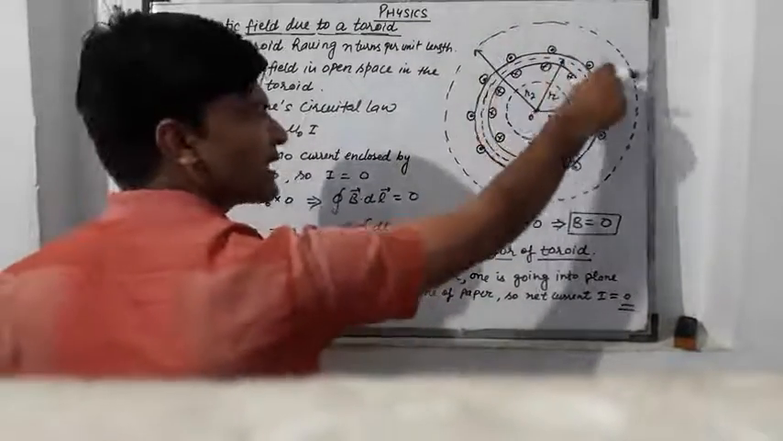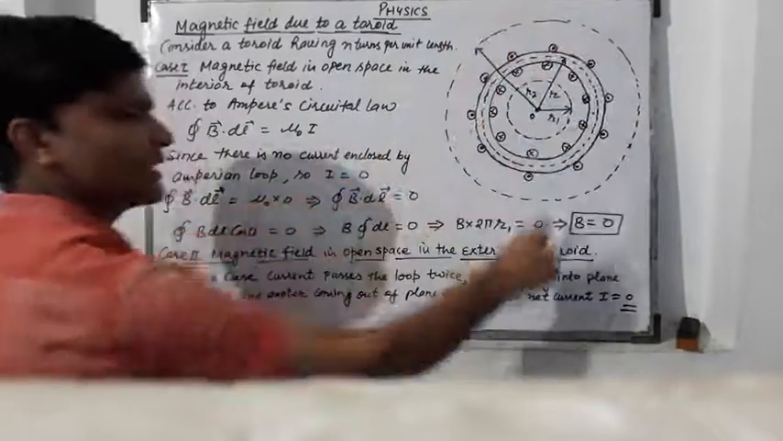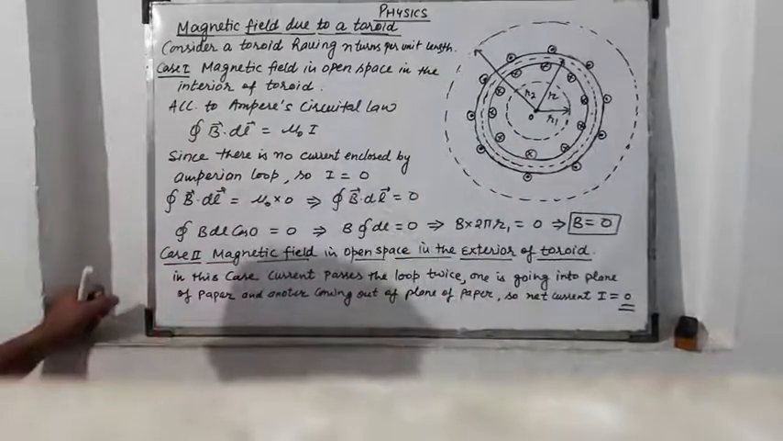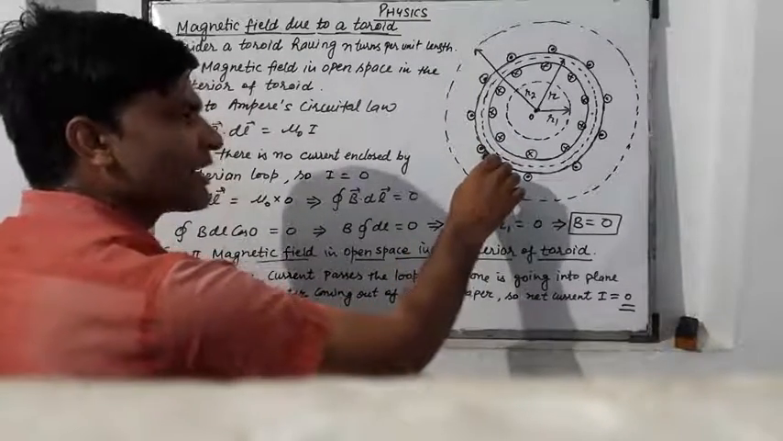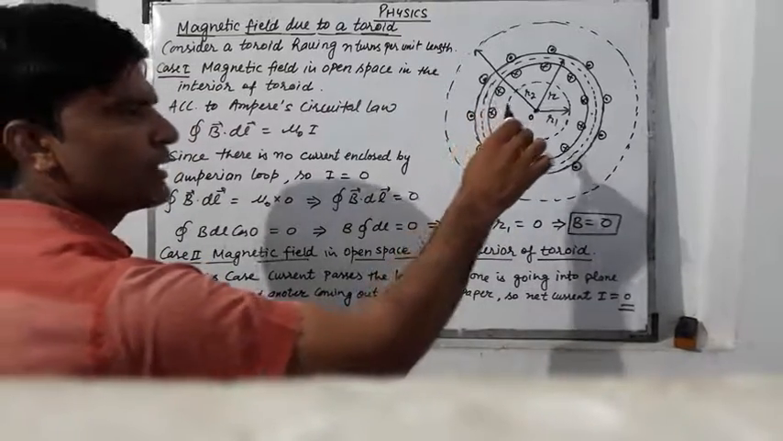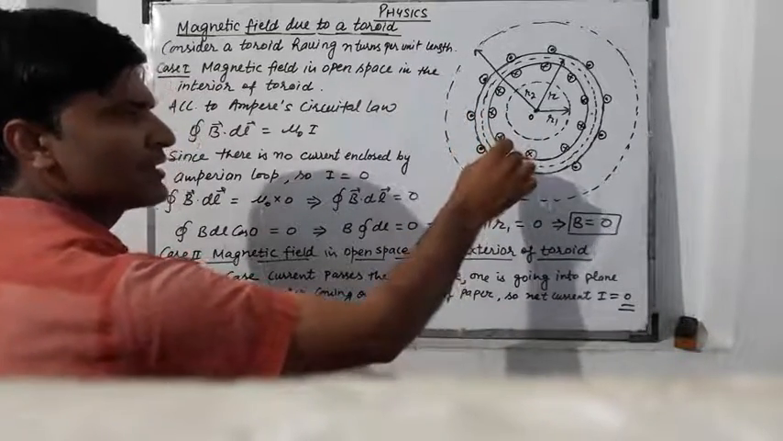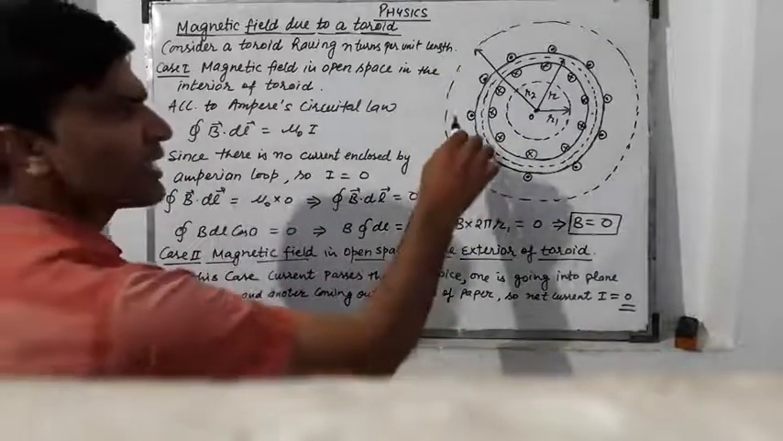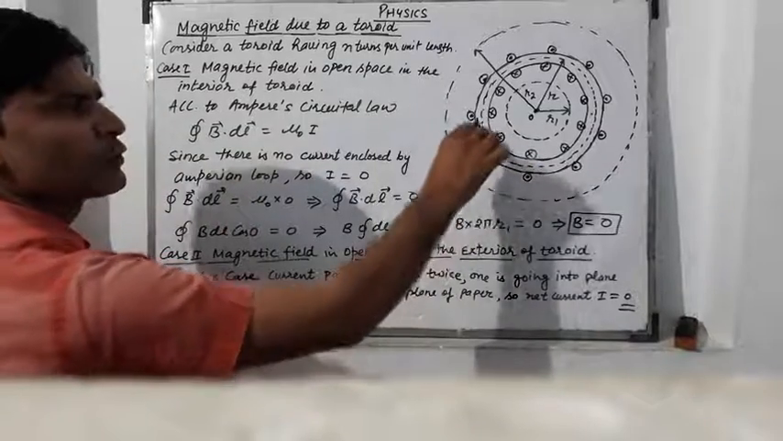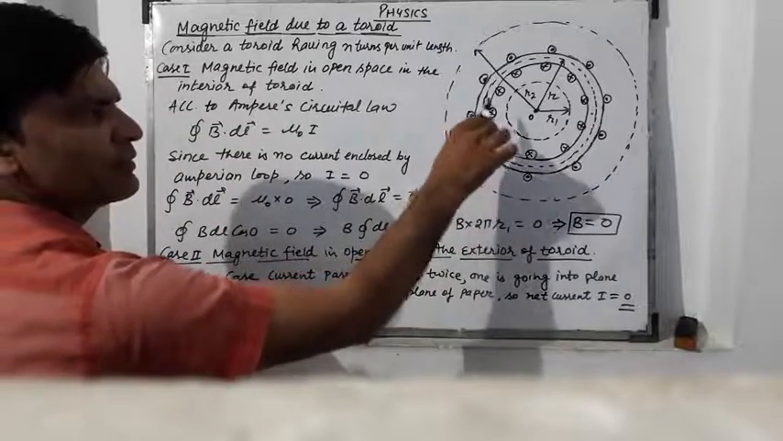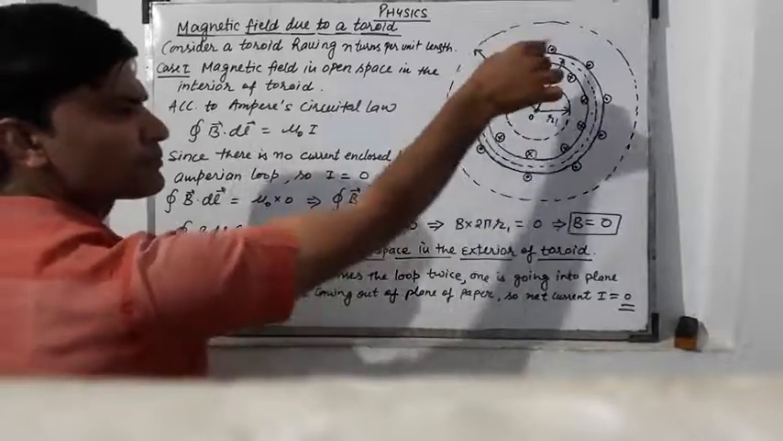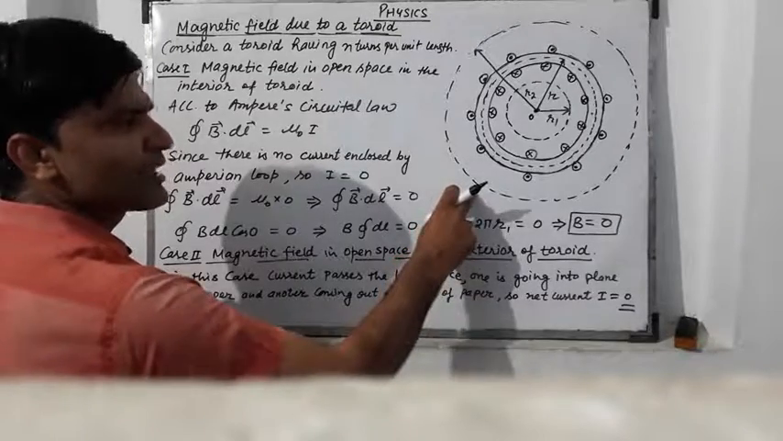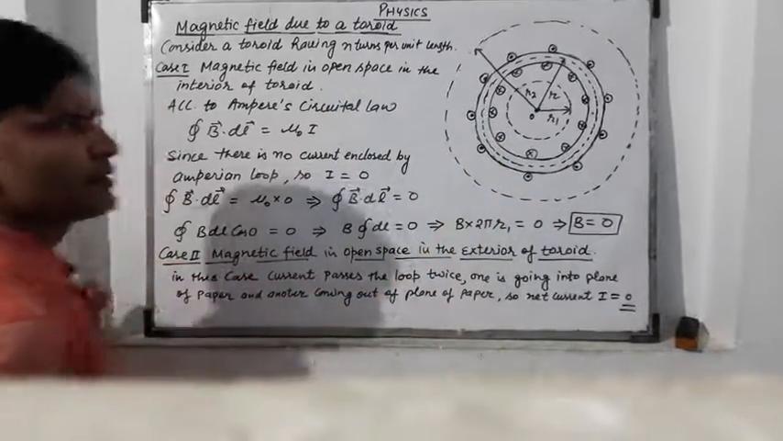The solid lines represent the toroid, and dot and cross represent that current is coming out of the plane of the paper, and cross is current going into the plane of the paper. So the current in the turns of the toroid passes like this. Now there are 3 Amperian loops in dotted lines: 1, 2 and 3.